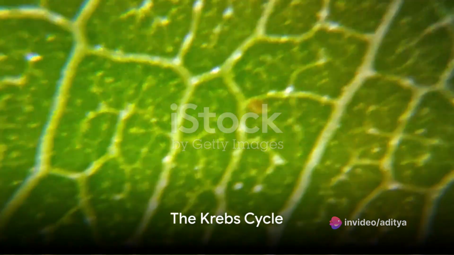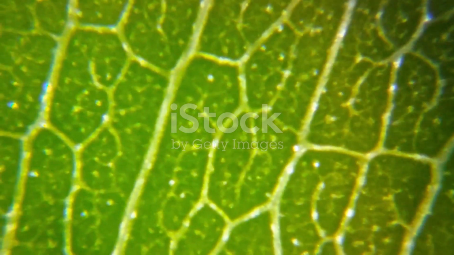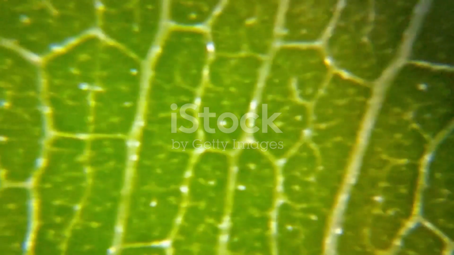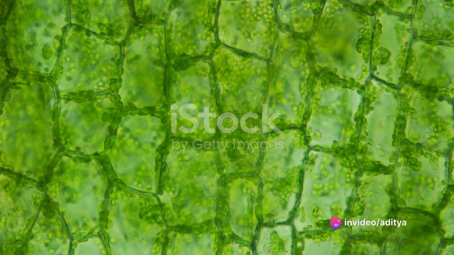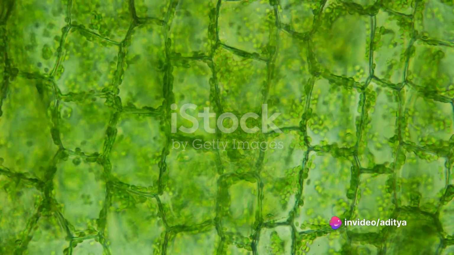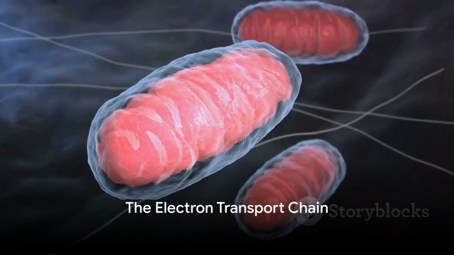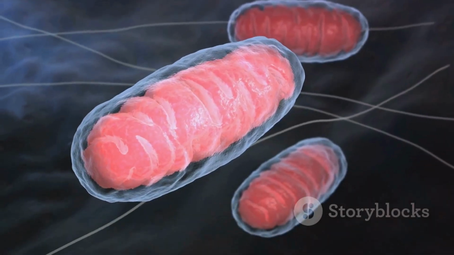The second phase, the Krebs cycle, takes place in the mitochondria of the cell. Here, the pyruvate is further broken down, releasing carbon dioxide as a waste product and transferring high-energy electrons to carrier molecules, NADH and FADH2. The final phase, the electron transport chain, also occurs in the mitochondria.